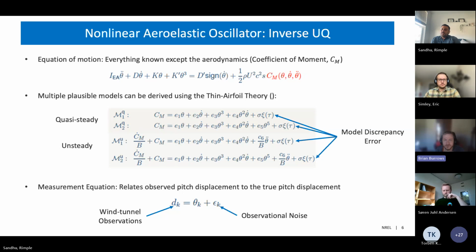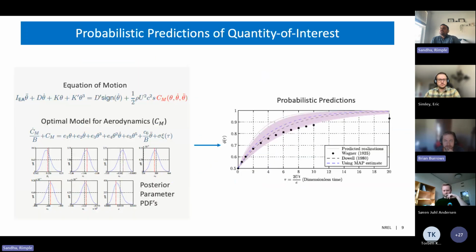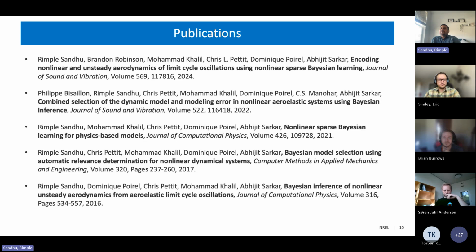Did you have a reference at the end to your work on the colored noises? Yes. So, combined selection of dynamic model and modeling error. In this paper that one of the grad students wrote that I was part of, we were trying to estimate the model and the error representation, both of them at the same time. In this one, I assumed a Gaussian white noise error. But in this paper, we relaxed the assumption and assumed a colored noise.